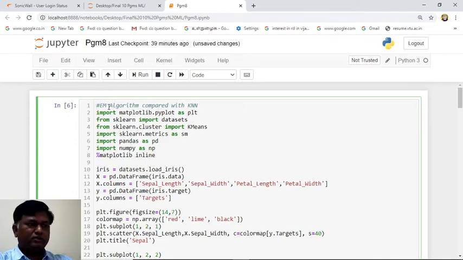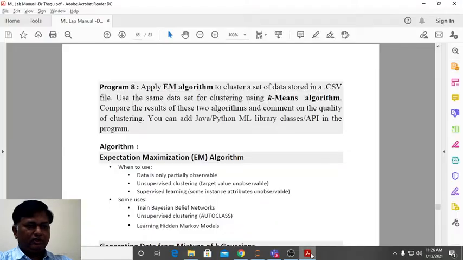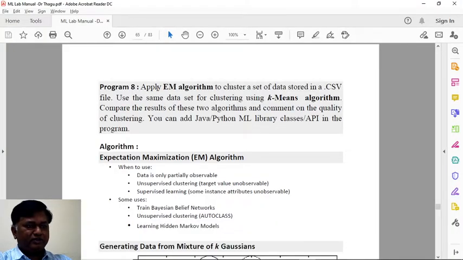Hello students, today we will see program number 8, that is EM algorithm. What is program number 8? You take some set of data, here we are taking iris data set, you apply EM algorithm to cluster the iris data set.